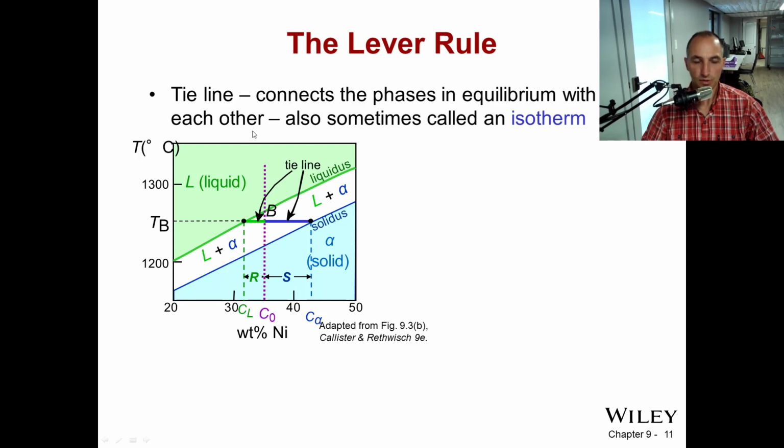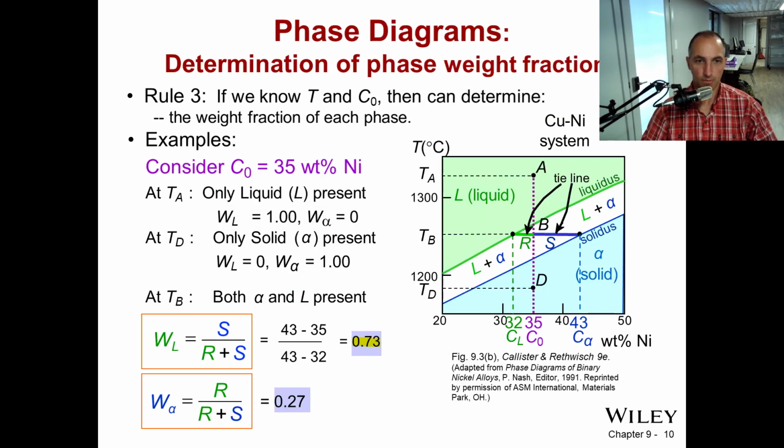Opposite. So the tie line, this is called the lever rule, by the way. The tie line represents, oh, actually, just back on that last one there. Let's just do a reality check on that calculation here. So the weight percent liquid is 0.73.